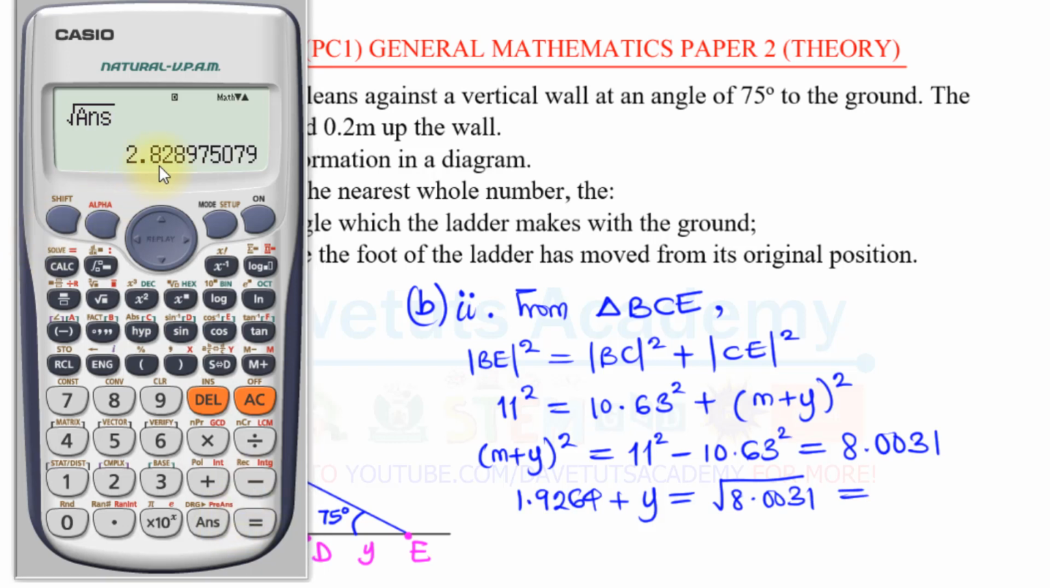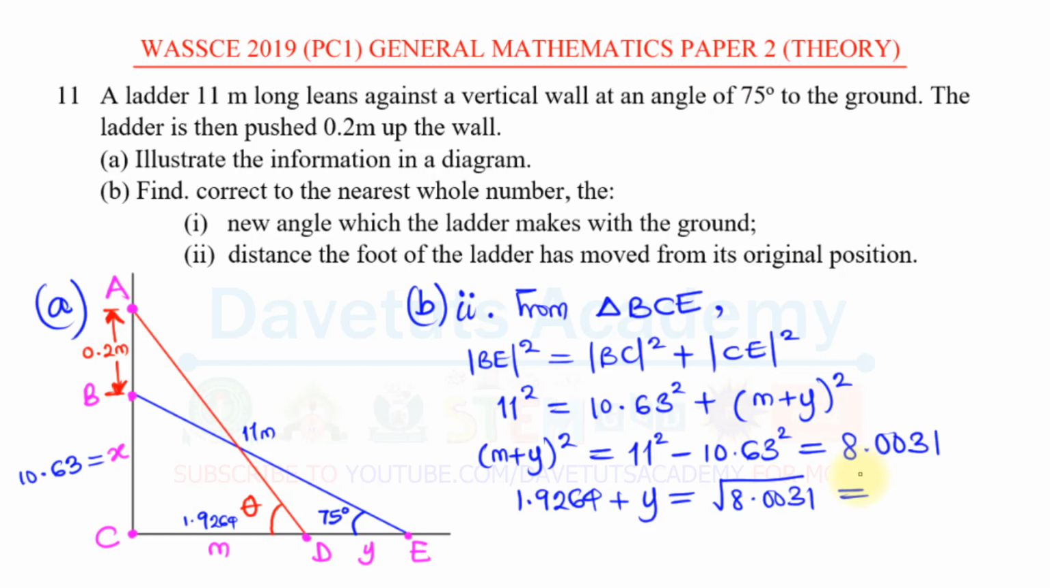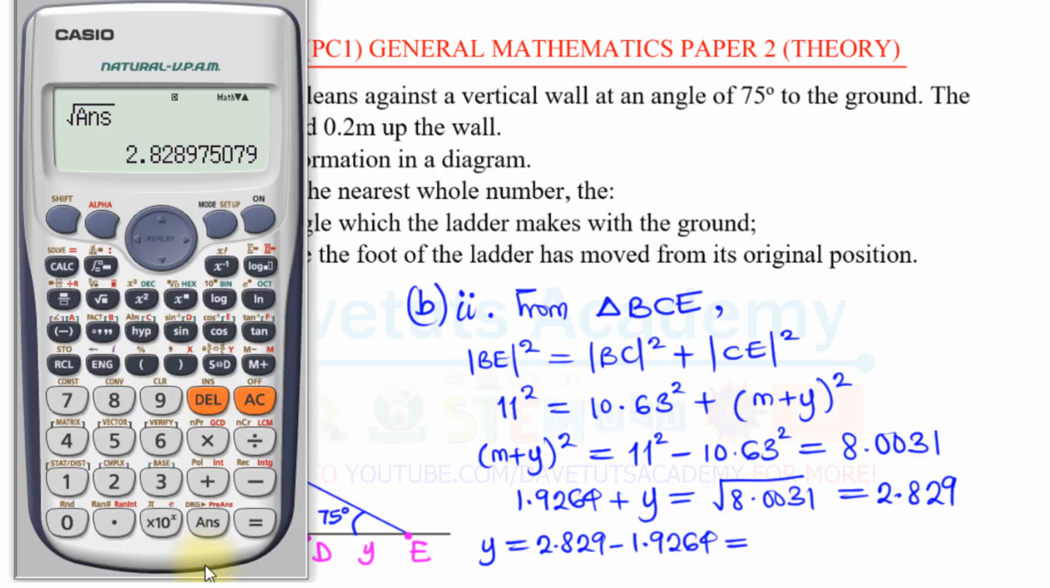So that is 2.8289. I can just say 2.829. Okay, so this is equal to 2.829. Now meaning that Y in itself will be 2.829 minus 1.9264, and you want to evaluate that, so 2.829 minus 1.9264. Okay, so that is 0.9026.